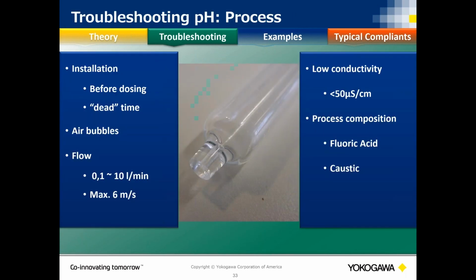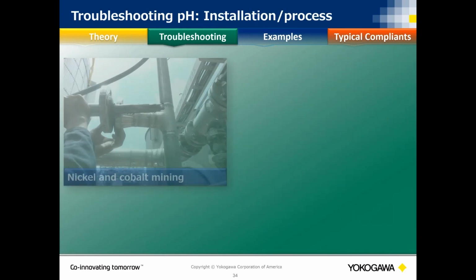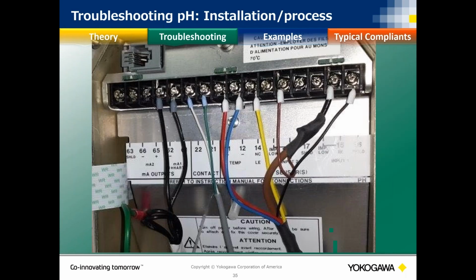However, if you're in low ionic, you need to make sure that it's lower than that, because you need to make that continuity. There are no ions in your pure water, so you need really low flow. And then again, make sure we've got the right glass composition for the process.